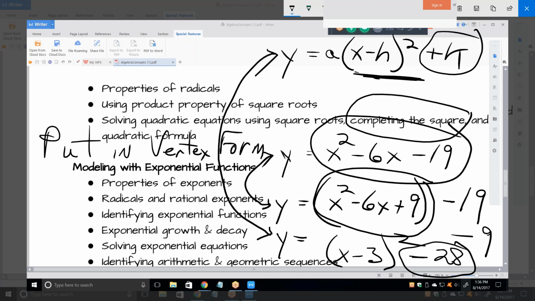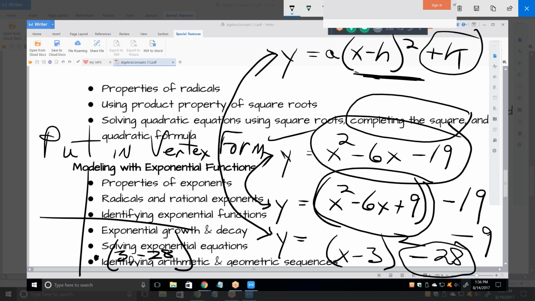1. Okay? So if I were to graph this, tell me where the vertex is. It would be at 3 and at negative 28. All right, call that 3, minus 28. Does it open up or down? Up. Good.